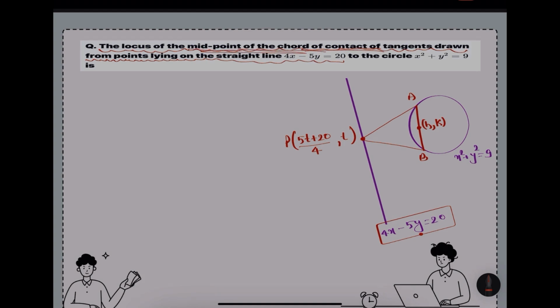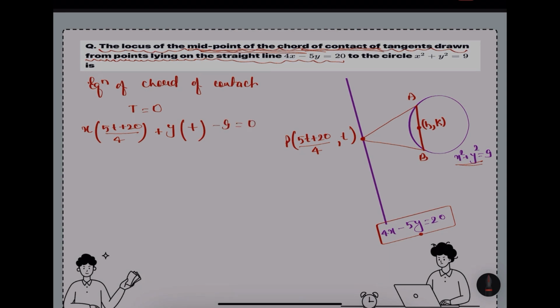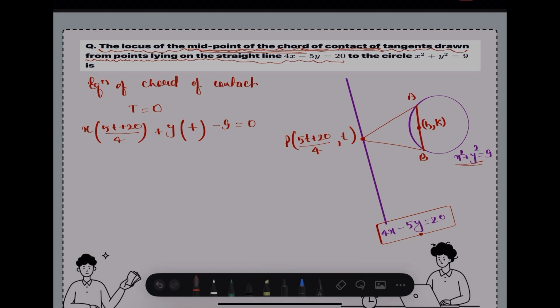So first we'll write down the equation of chord of contact. How we used to write it? It's T equals 0. Done. So can I write x replacement? Here it is x square, so x x1, so ((5t plus 20) by 4) x plus y y1, minus 9 equals 0. So you got your chord of contact done.